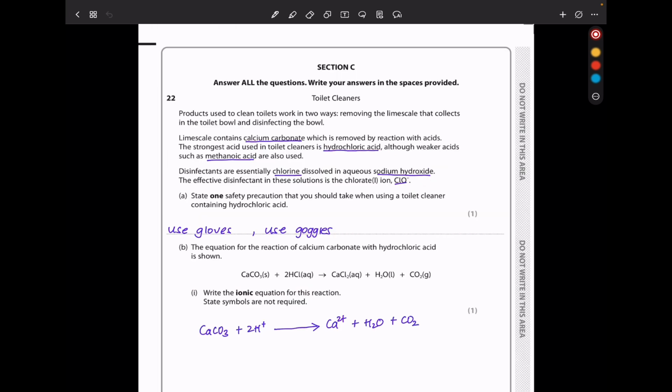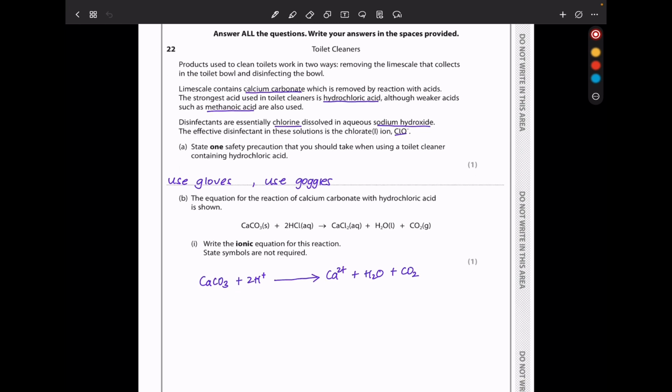In question 22, products used to clean toilets work in two ways, removing the lime scale that collects in the toilet bowl and disinfecting the bowl. Lime scale contains calcium carbonate, which is removed by reactions with acids. The strongest acid used in toilet cleaners is hydrochloric acid, although weaker acids such as methanoic acid are also used. Disinfectants are essentially chlorine dissolved in aqueous sodium hydroxide. The effective disinfectant in these solutions is the chlorate(I) ion, which is that.